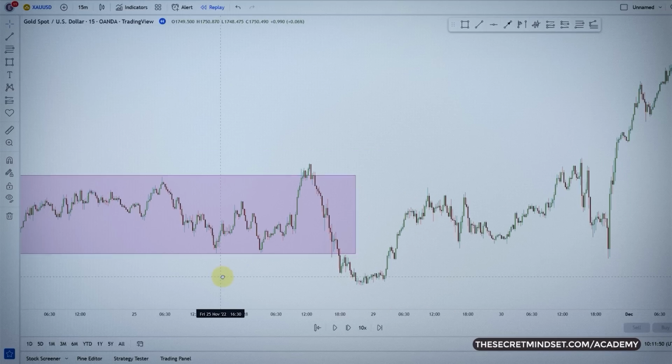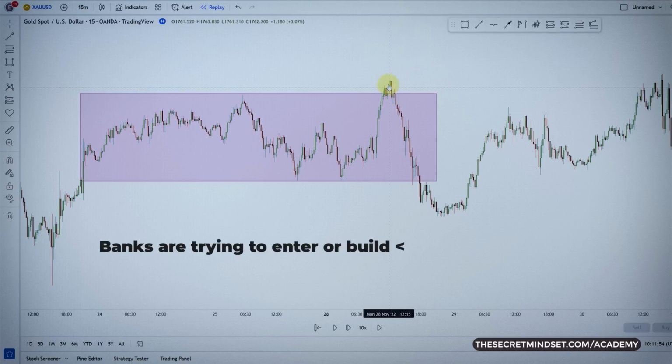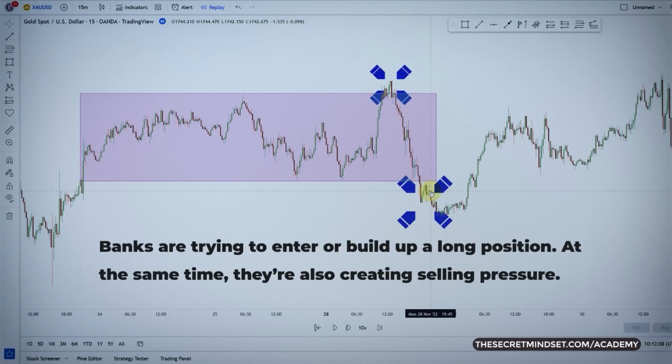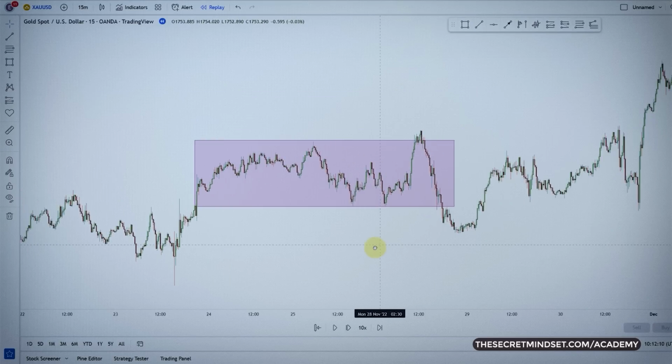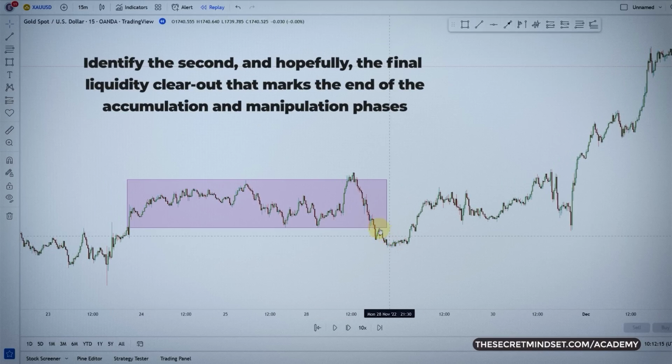If you ever find yourself in this situation, it's not bad luck. In this example, smart money are trying to enter or build up a long position. At the same time, they are also creating selling pressure. They will try to manipulate retail traders into first going long, then short. To follow the banks, you need to identify the second and hopefully the final liquidity clearout that marks the end of an accumulation phase.